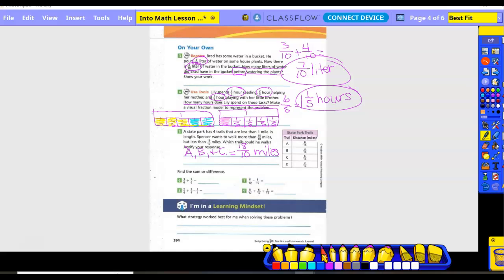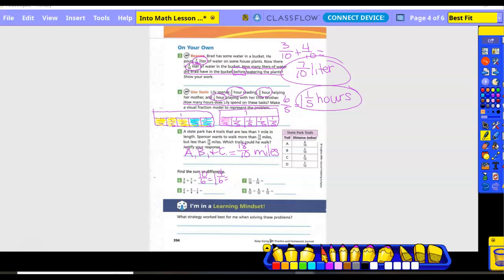Find the sum or difference. 3/6 plus 7/6. Can I go ahead and add those? Yes, because they have a common denominator. What is 3/6 plus 7/6? 10/6. Is that simplified? No. Can 6 go into 10? Yes, one time. 1 times 6 is 6. 10 minus 6 is what? 4. And we keep the same denominator.